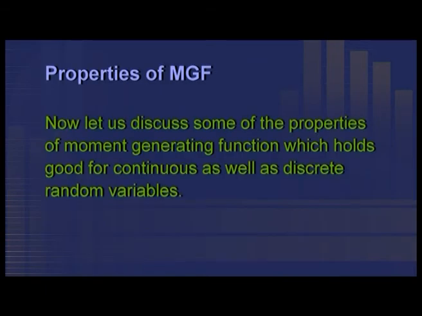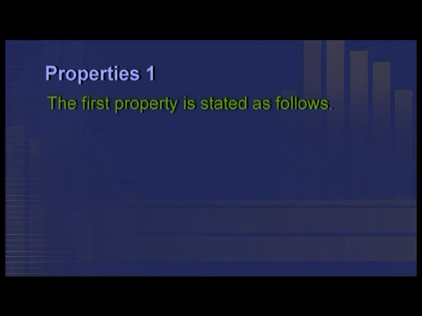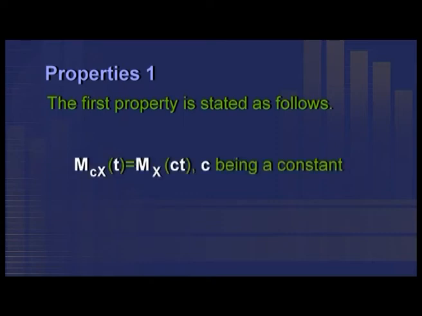Now let us discuss some of the properties of the moment generating function which hold good for continuous as well as discrete random variables. The first property is stated as follows: M_cX(t) is equal to M_X(ct), c being a constant. Let us prove this as follows.